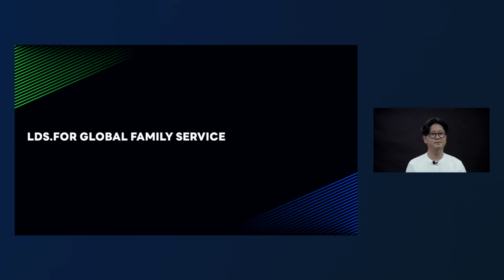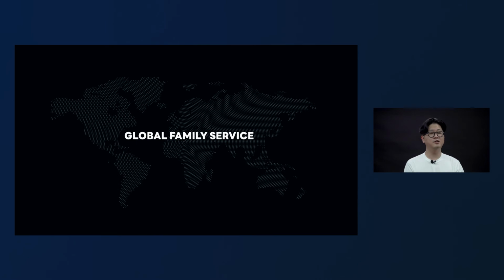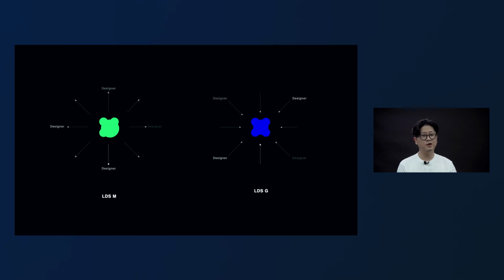So now I'd like to talk about LDSG, which is the design system for LINE Global Family Services. I have told you that we have many family services in LINE. Global family services have different business directions and concepts and identities. So having one design system to control all parts of the service is not easy. To give you more detail, LDSM is the design system for one product, which is the LINE application. So one design system can control and manage it.